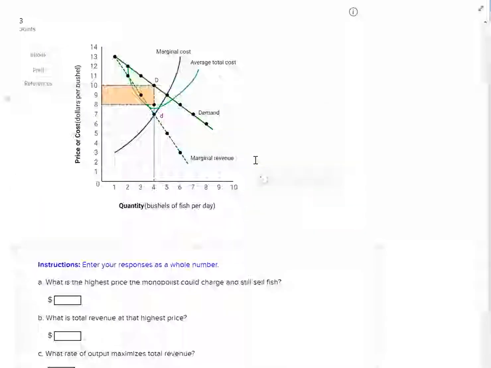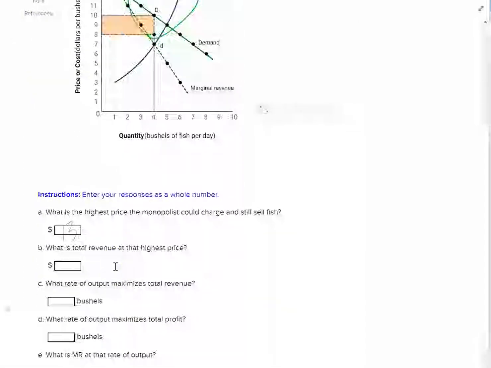So from the graph given, there's some information that we can pull. It says, what is the highest price the monopolist could charge and still sell fish? We're just going to look at the demand curve for that first one. And we say, well, if they charge $13, they can sell 1 unit of fish, 1 bushel of fish per day. If they charge $14, they're not going to sell any. So the answer here is 13. Now remember, the numbers you have in front of you will probably be different, but if you're reading the graph the same way, you should see it.